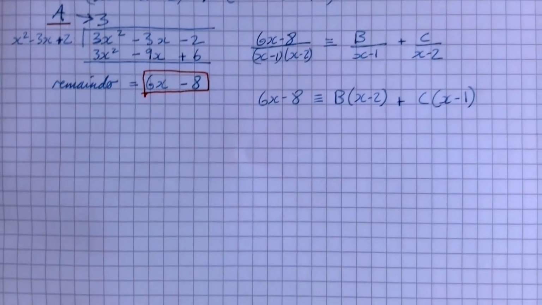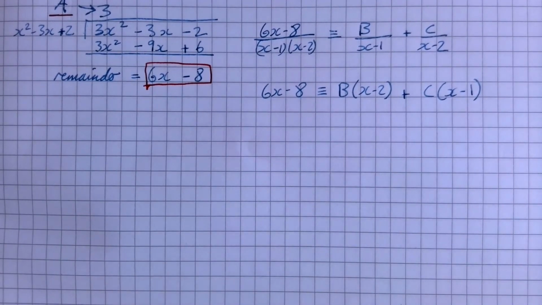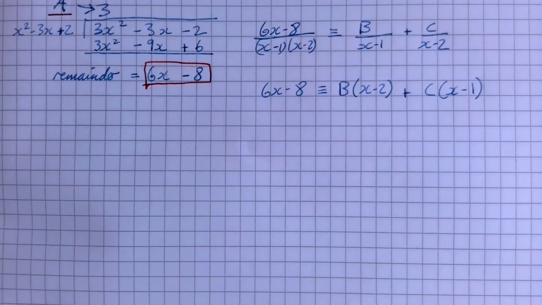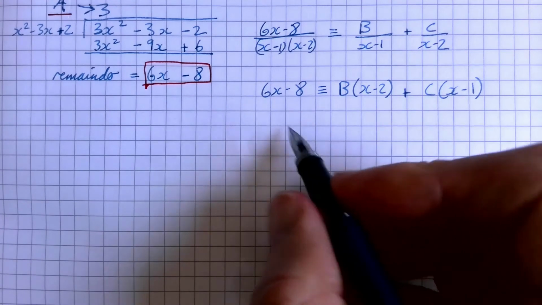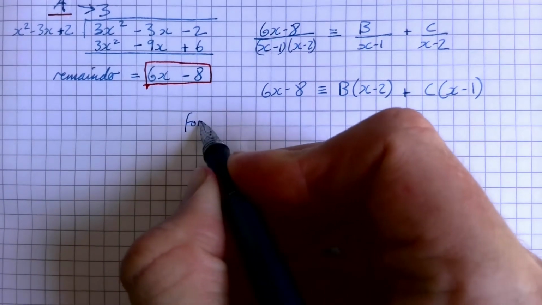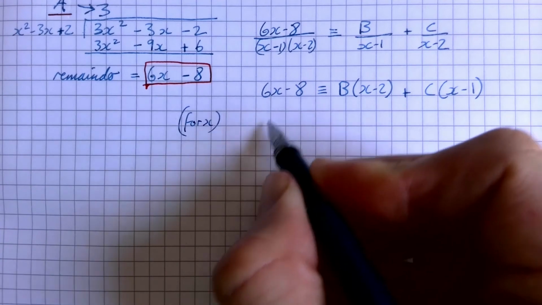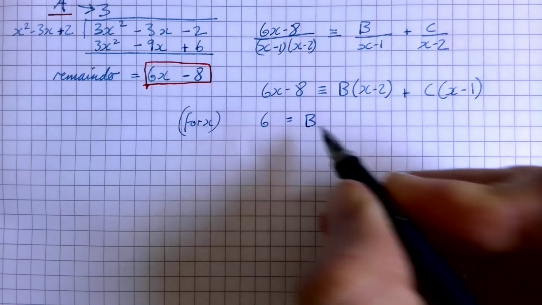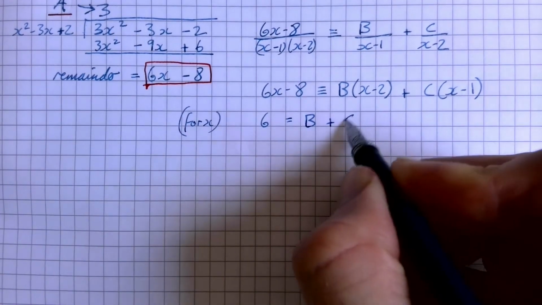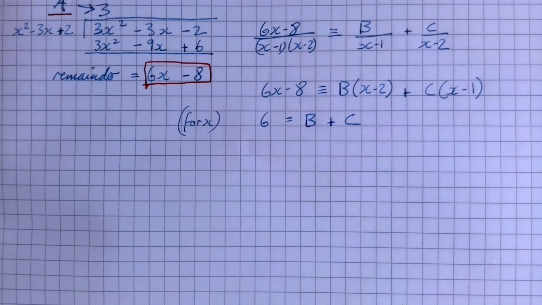Now it's up to you. You can go for substitution on this. That's what they do in the book. Personally, I'm a sucker for a simultaneous equation, so that's what I'm going to go for. So do it whichever way you like and see if you get the same answer. If you prefer substitution, I'm going to do it by equating the coefficients. So for x, I've got 6 is going to be equal to b times x, which would just give me b, c times x would give me c. So b plus c is equal to 6.